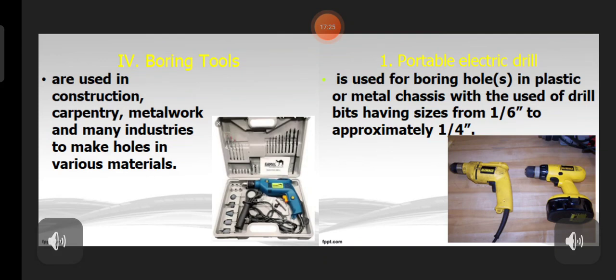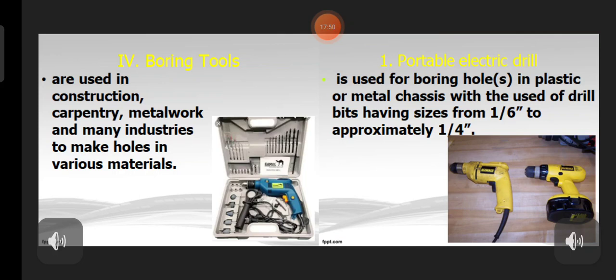The fourth category of basic hand tools is the boring tools. Boring tools are used in construction, carpentry, metalwork, and many industries to make holes in various materials. The various types of boring tools are classified mostly according to their different functions.